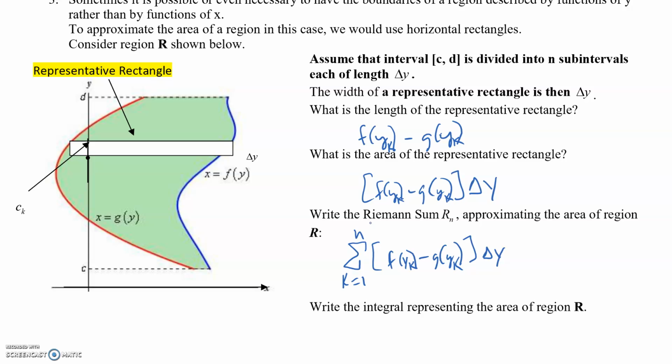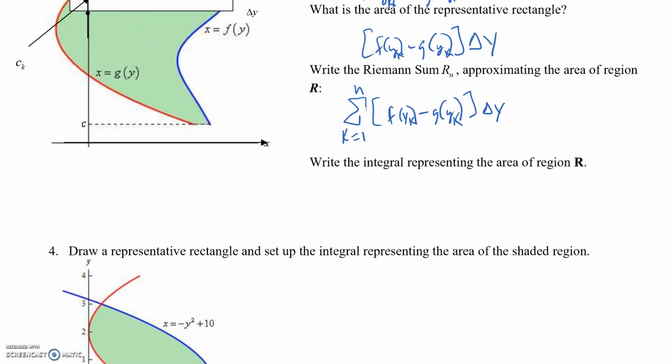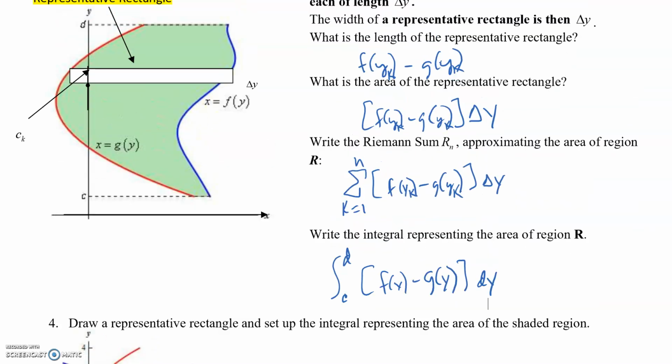And to write the integral now, because the integral is defined as the limit of the Riemann sum as n goes to infinity, we will have the integral from c to d, because those are the limits of integration, of f of y minus g of y dy. And there represents the definite integral we will use to find the area of the green shaded region between the red and blue functions, but we're doing it with respect to y.